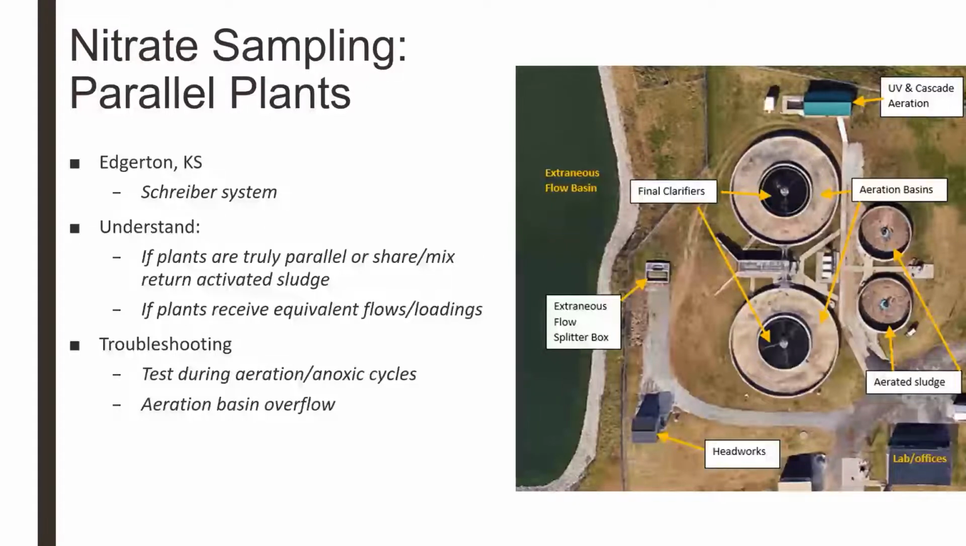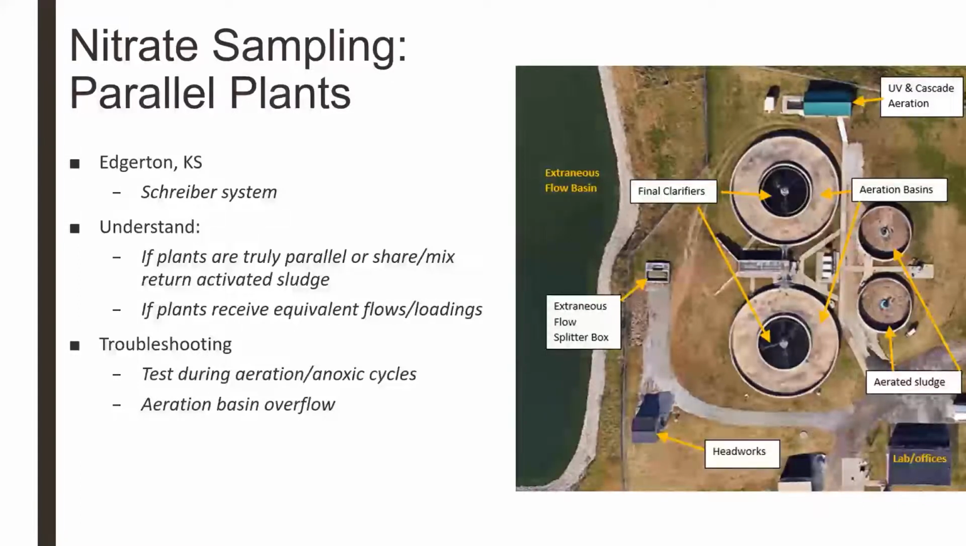With this, for troubleshooting for nitrates, these Schreiber plants basically have aeration and anoxic cycles. So you would be testing the nitrate level towards the end of the aeration cycle and then towards the end of the anoxic cycle to see what the nitrates are at their highest and then what they are at their theoretical lowest point. You'd also be looking at testing any basin overflow in a plant like this before it's going to the clarifier.